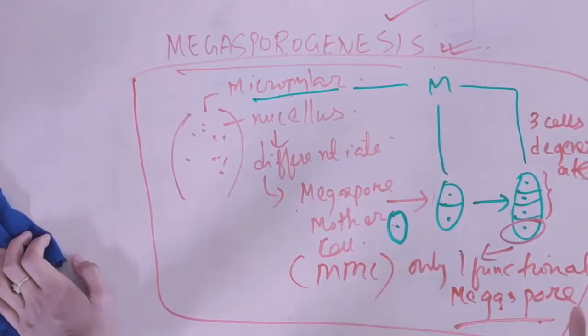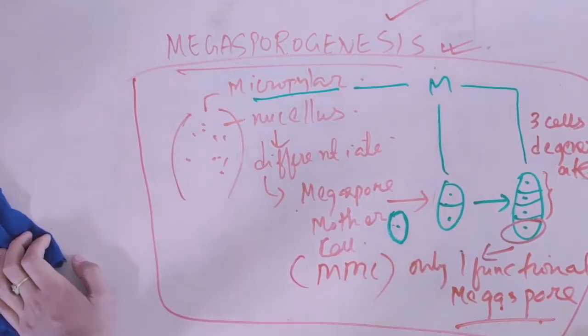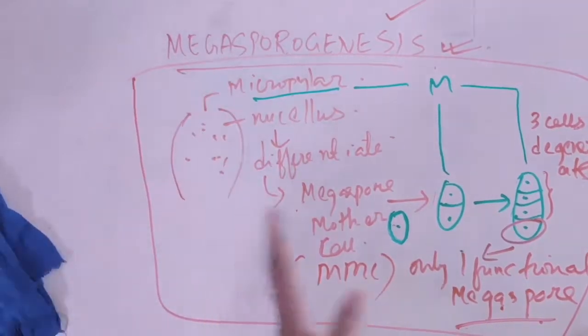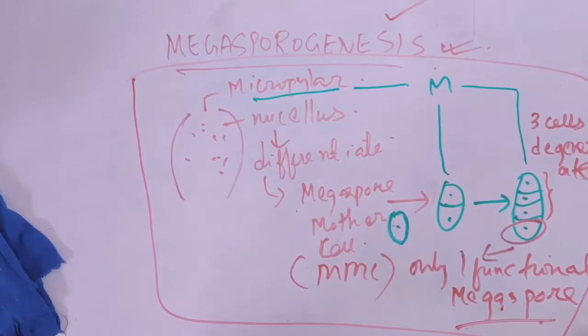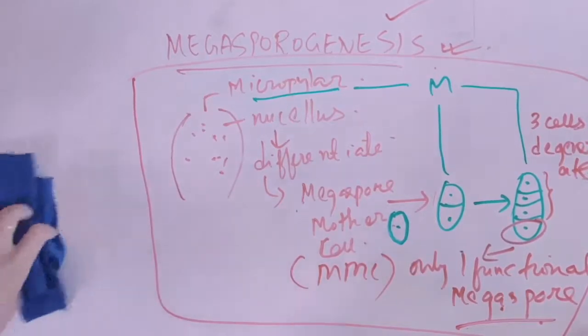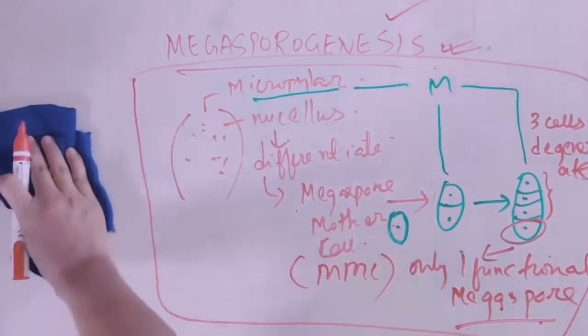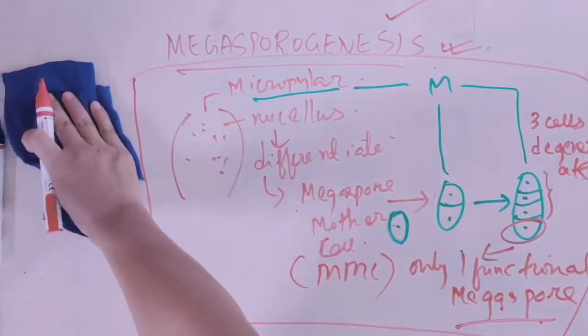Now, what do we have to do next? We have the functional megaspore formed, so that we can get what? The embryo sac. The embryo sac forms inside the ovule. Why the embryo sac? Inside the embryo sac the egg cell will be there, and the pollen grains will come, and fertilization will take place. That is why we have to go through this process. So what is megasporogenesis? Okay, I think I'll erase now if you understand.